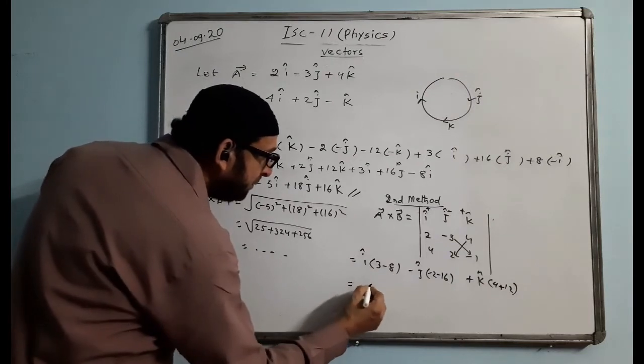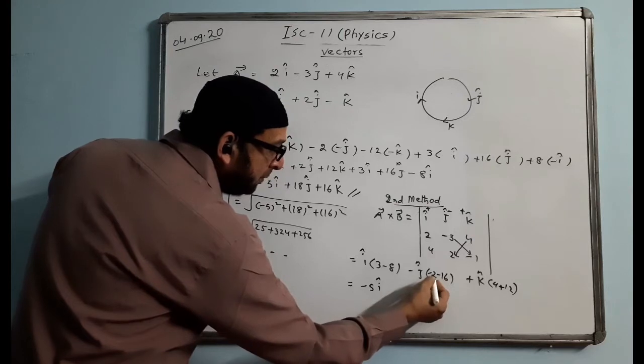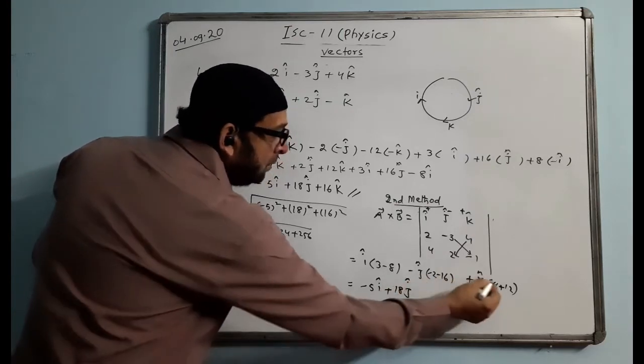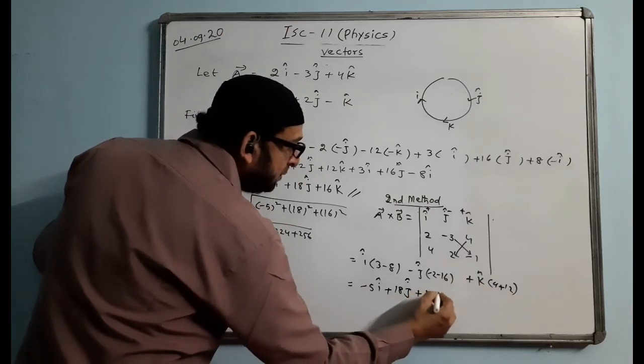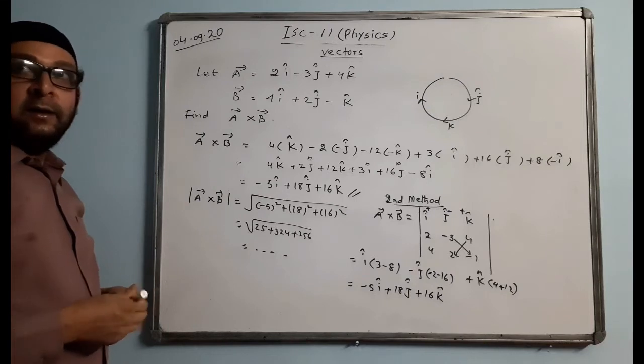3 minus 8 becomes minus 5i. Minus 2 minus 16 gives minus 18, and minus minus plus, 18j. 12 plus 16 gives 16k. You get the same answer that we got by the other method.